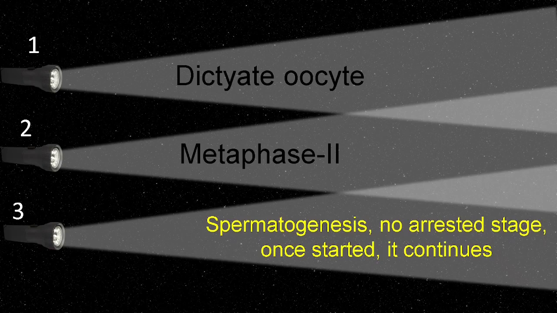And what about spermatogenesis? In spermatogenesis, there is no arrested stage. Once it is started, it will continue. Oogenesis begins before birth, during fetal life, but spermatogenesis begins after birth. Once it is started, it continues and continuously supplies spermatozoa. So these are the three important events we have to remember to understand gametogenesis.